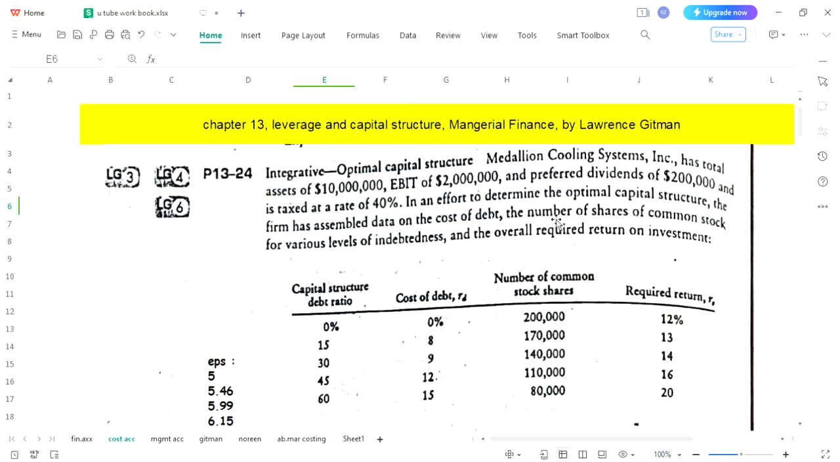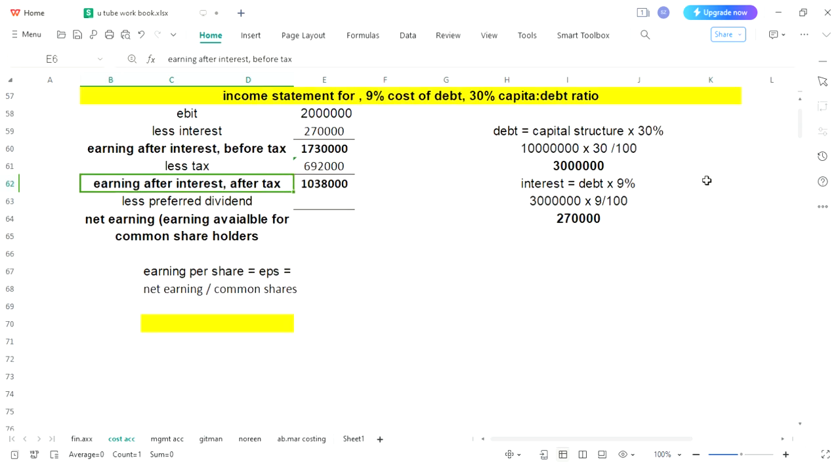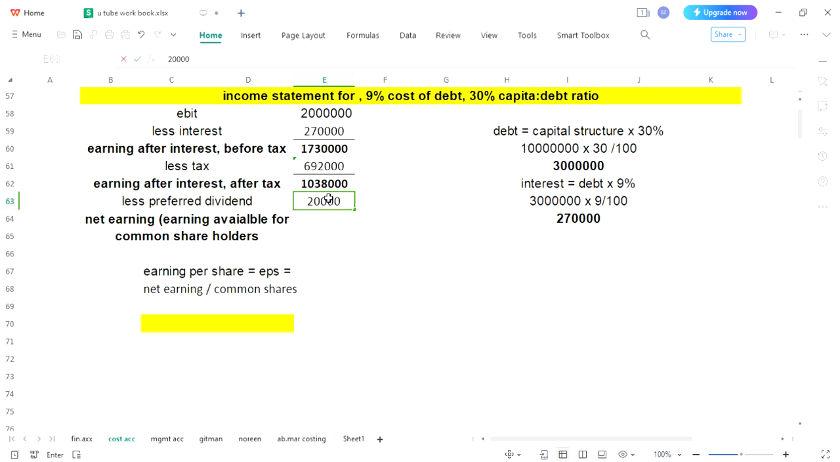Preferred dividend was given in your question, and that is 2 lakh. So simply we will put 2 lakh over here, which will allow us to calculate our earning available for shareholders, for which you will subtract preferred dividend from previous earning. Previous earning 10,38,000 and amount of preferred dividend is 2 lakh. We have got finally our income available for shareholders, 8,38,000, which will let us calculate our EPS, meaning earning per share.